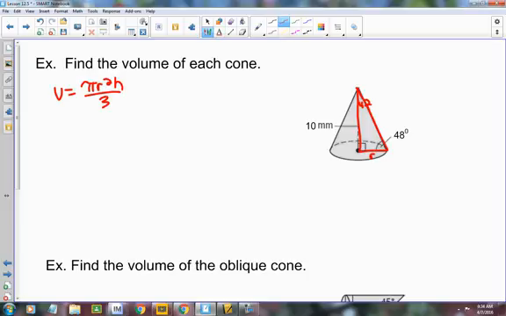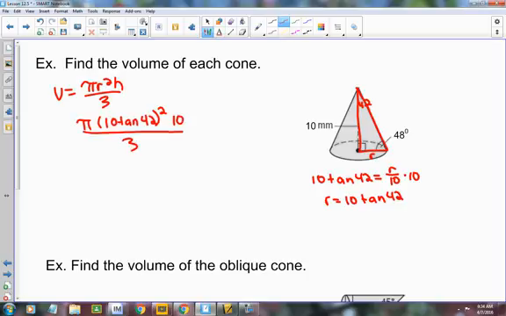SOHCAHTOA, which one? The tangent, right? And I could use either angle. Which one would you rather use? I'd probably use the top one, right? So we're going to do the tangent of 42 equals opposite over adjacent. So we multiply both sides by 10, and my radius is 10 tangent of 42. So I come up here and I've got pi times 10 tangent of 42 squared times my height, which is 10, divided by 3.